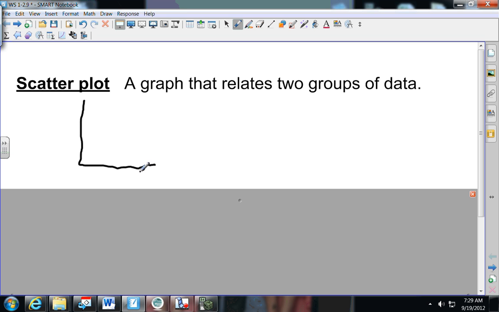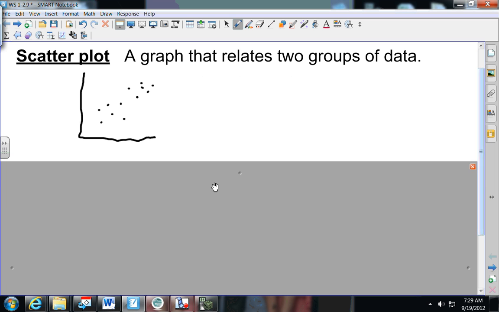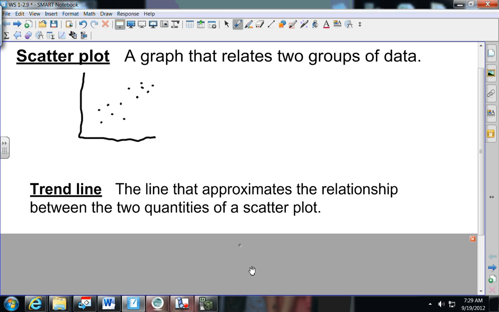And not everything always goes in the same line when you go and take a survey from people. So you may have dots that kind of go everywhere. But those scatter plots tend to go in a trend. And a trend line is a line that approximates the relationship between two quantities on a scatter plot. So basically, it takes about the average of all those points.